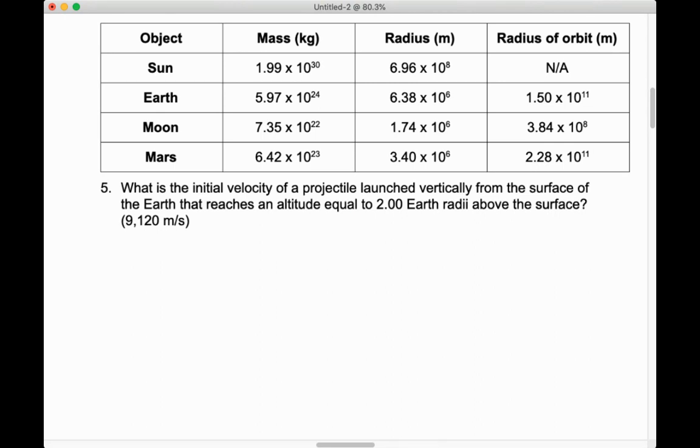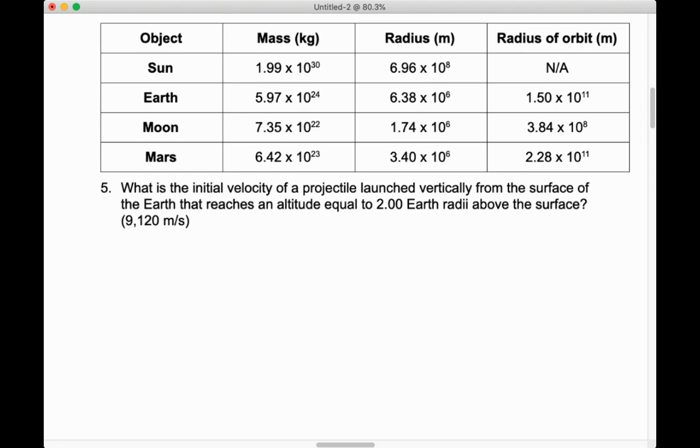This is homework 5, problem 5. So what's going on here? What is the initial velocity of a projectile launched vertically from the surface of the Earth that reaches an altitude equal to 2.00 Earth radii above the surface? So this thing is going up pretty fast, but it doesn't actually have escape velocity.